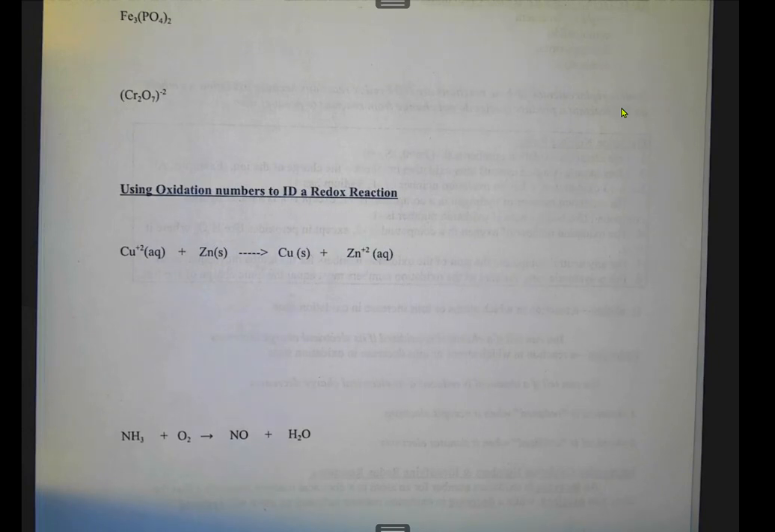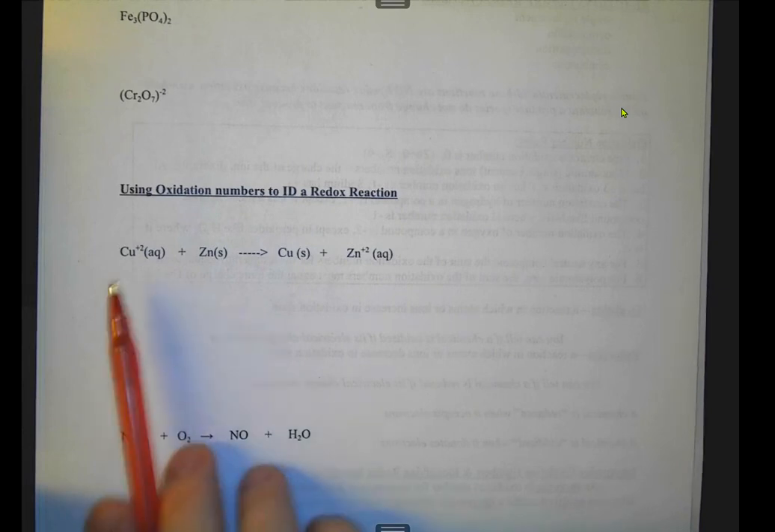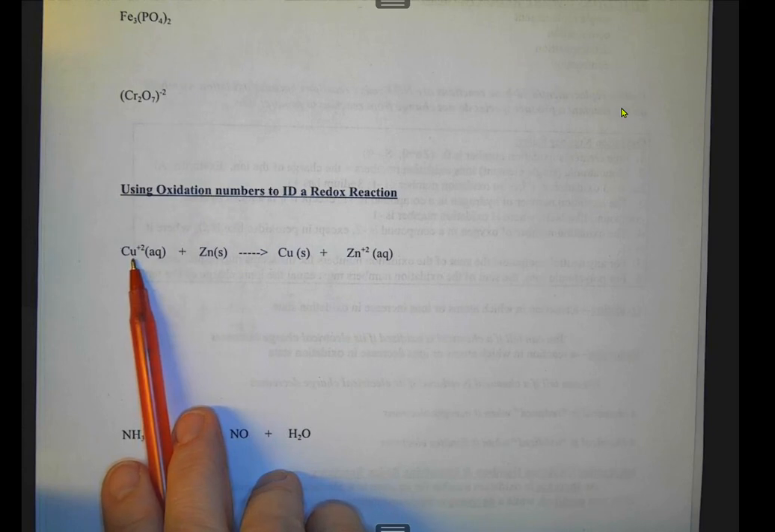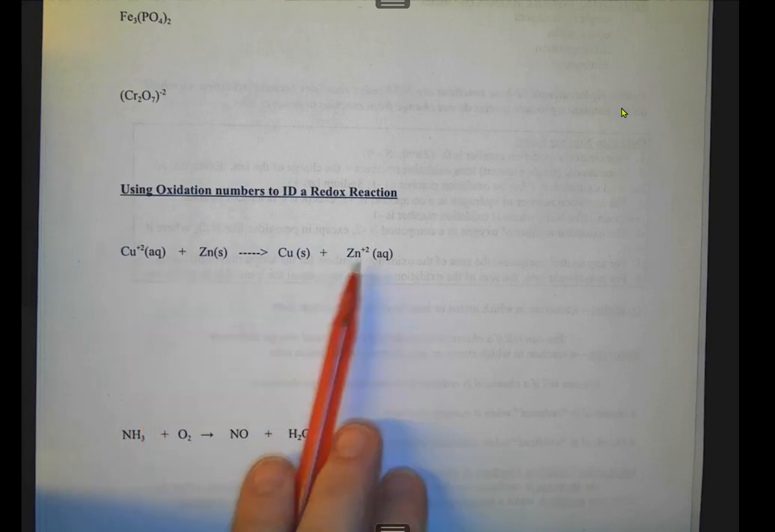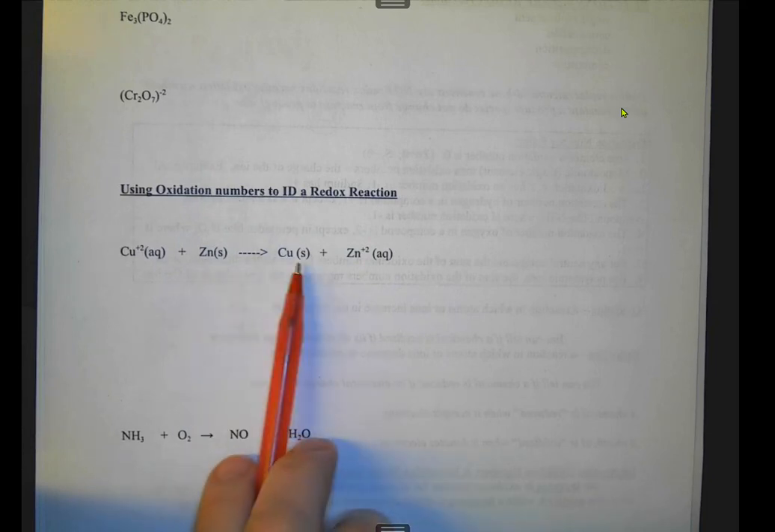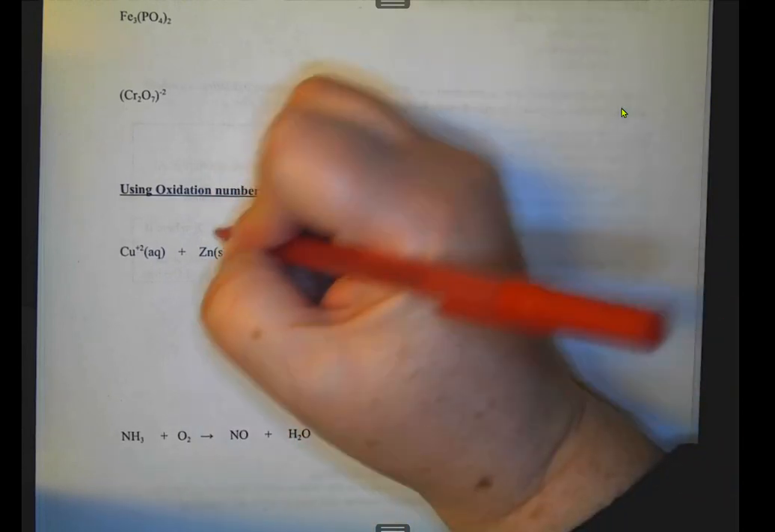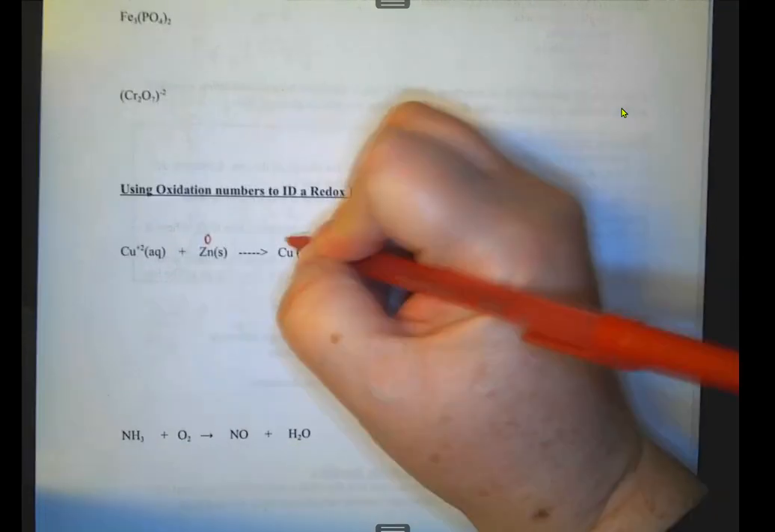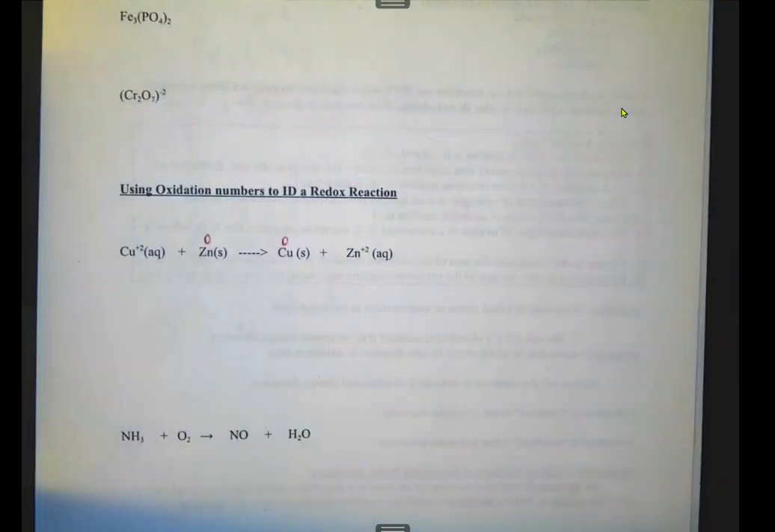Okay, so in this little schematic of a double replacement reaction, or excuse me, single replacement reaction, I already have the oxidation numbers for copper 2 aqueous and zinc aqueous. I have the independent elements, zinc and copper. The oxidation values for free elements are 0.